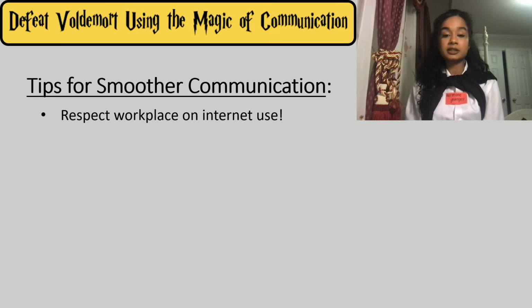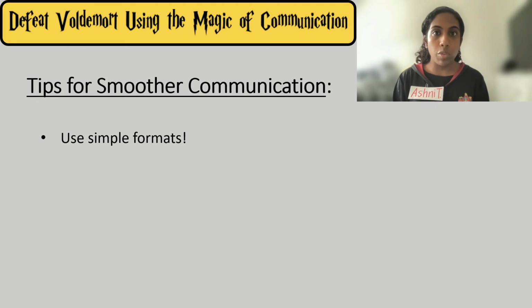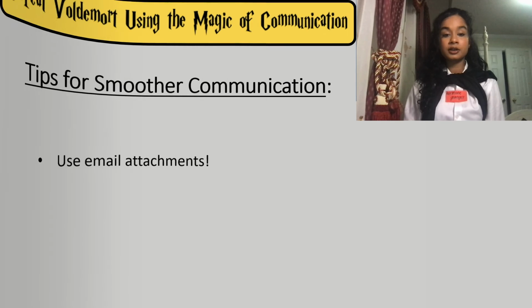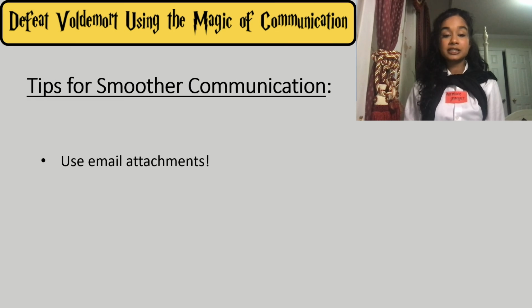To ensure your methods of communication are smooth and to avoid any drawbacks, use the following tips. Respect workplace rules on internet use. Make sure to ask your company's policy and regulations regarding internet use. Use simple formats. Some email or browser programs read text wrong, especially when they're copied from a Word document. Use email attachments. When sending lengthy documents, write it out in another Word document program, save it and attach it to the email.